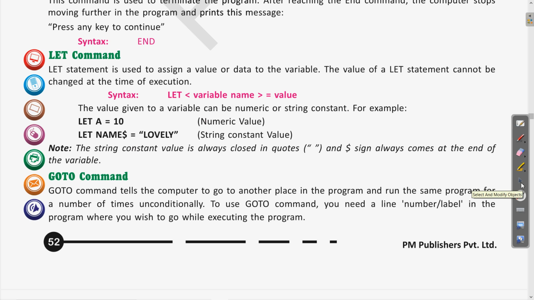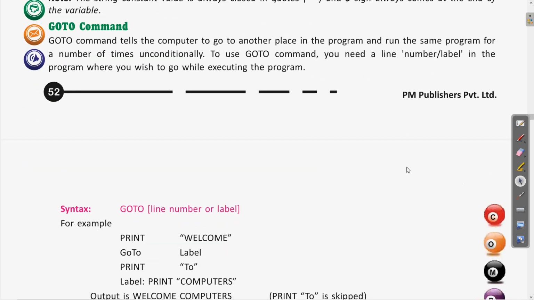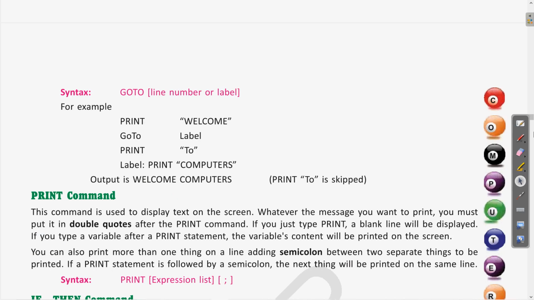Next is goto command. So goto command is used while executing the program, if you want that the program should go to any particular line. Clear? So this can be done by using the goto command. So the example of this we have seen here.